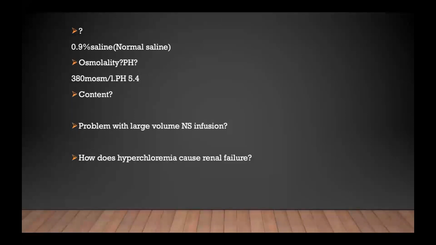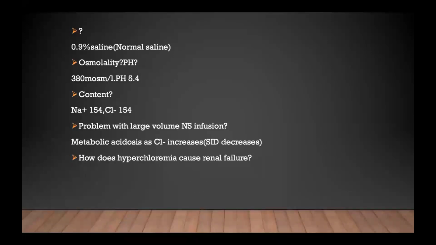So what is the problem that you have with large volume normal saline infusion? Hyperchloremic acidosis. How does this acidosis cause renal artery vasoconstriction? Not renal artery, it causes afferent glomerular vasoconstriction. Yeah, that way the glomerular filtration comes down. This hyperchloremia is sensed by the macula densa, and the afferent arterioles are very close to it, and that's how it causes the afferent glomerular vasoconstriction, and hence the decrease in glomerular filtration.